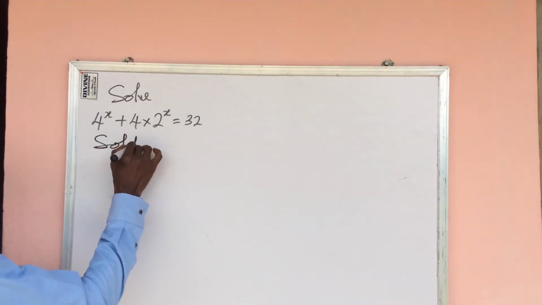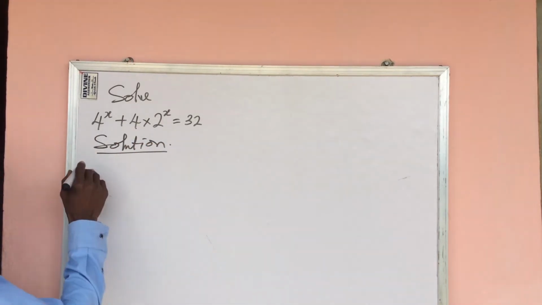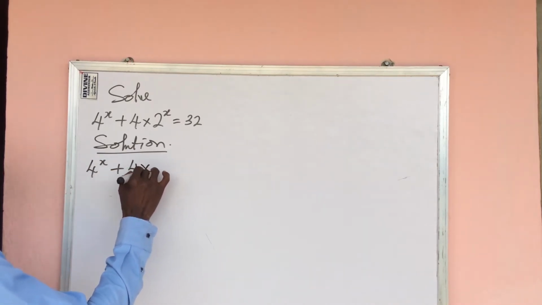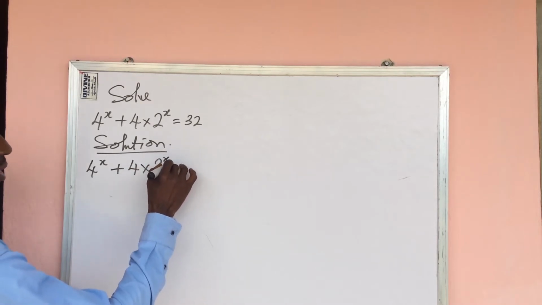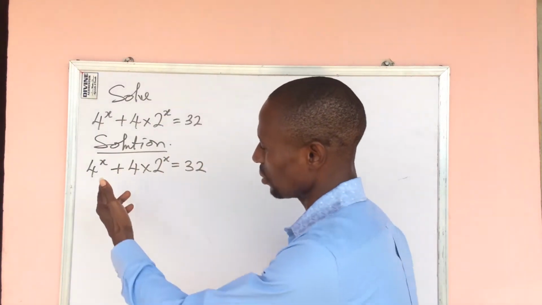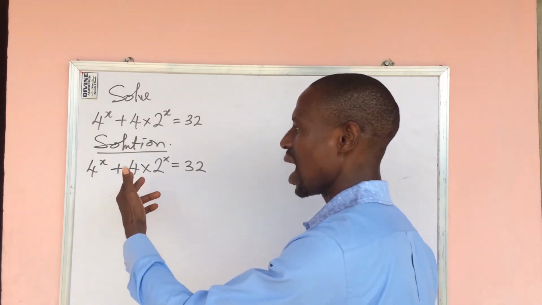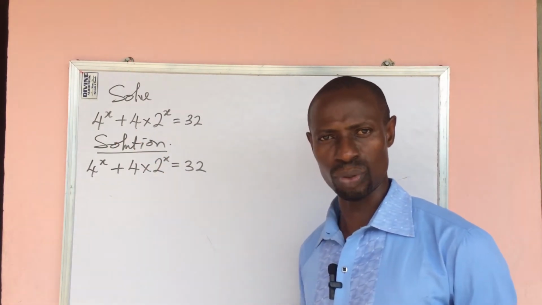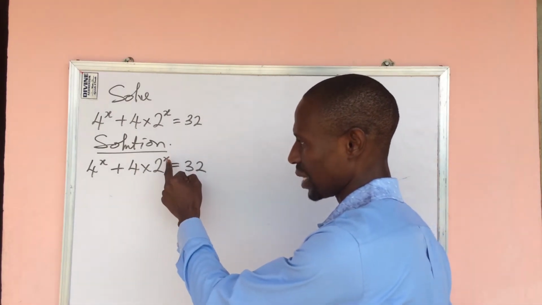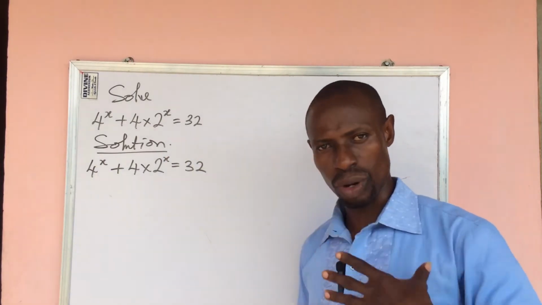So here we have a solution. Let's take down our question first. So this gives us 4 to the power of x plus 4 times 2 to the power of x all equal to 32. Now let's look at the first term here. 4 to the power of x can also be expressed as 2 to the power of 2 all to the power of x. Because we are having 2 to the power of x, hence the idea of bringing 2 to the power of x should come to mind.